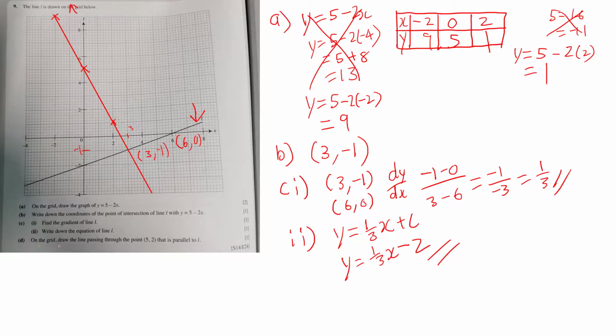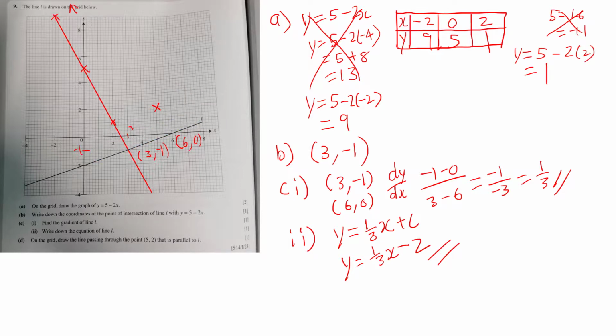D. On the grid, draw the line passing through the point 5, 2. So let me just mark out 5, 2. Here is 5 and 2 is here. There's 2 ways of doing it. The first way is actually quite simple, primary school method. Take out your geometry set, use the triangle, align it with the line L, then you just slide your ruler up and draw a line across the coordinate 5, 2, and you will get your parallel line.